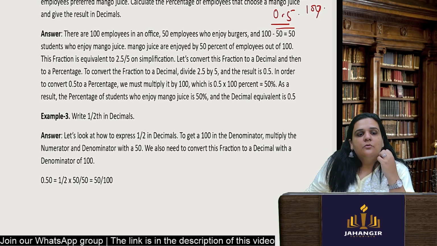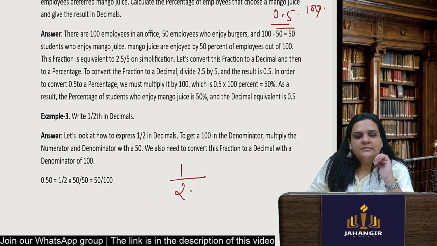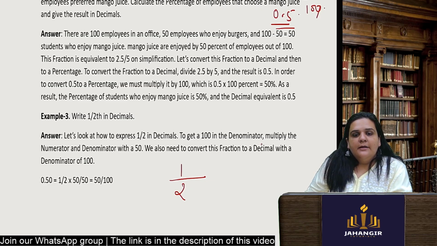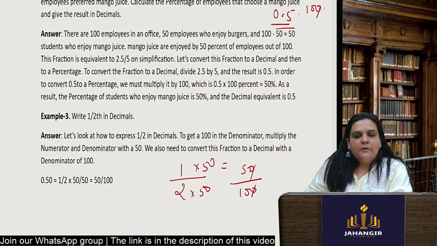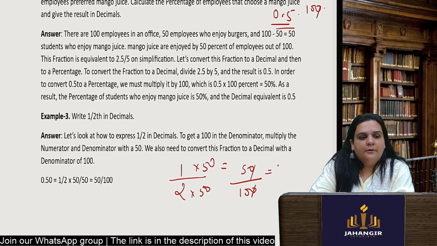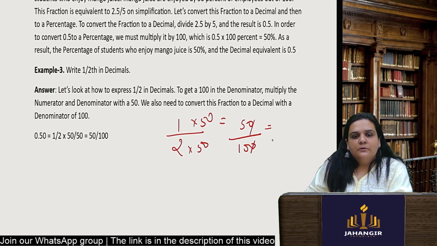Write half in its decimals. To get half, I have to write it into decimals. So to get 100 in the denominator, multiply the numerator also by 50 and the denominator also by 50. 50 upon 100. Okay. So you will get this as 0.5. 5 divided by 10 is nothing but one place decimal, you will take it on the left hand side, 0.5.